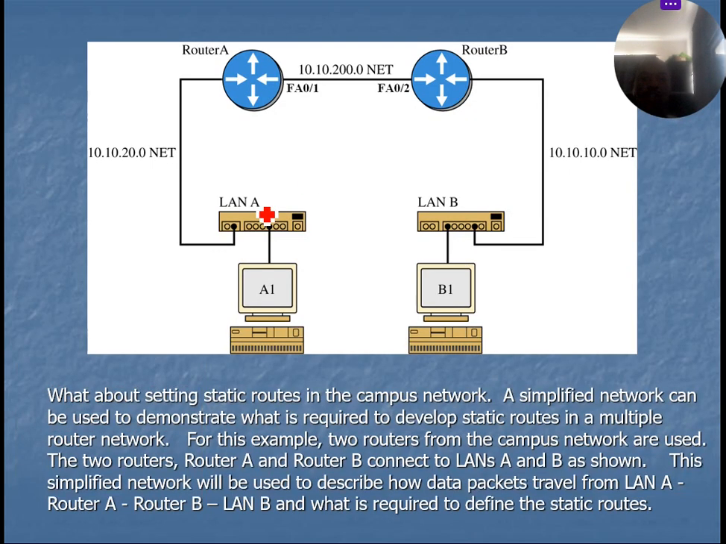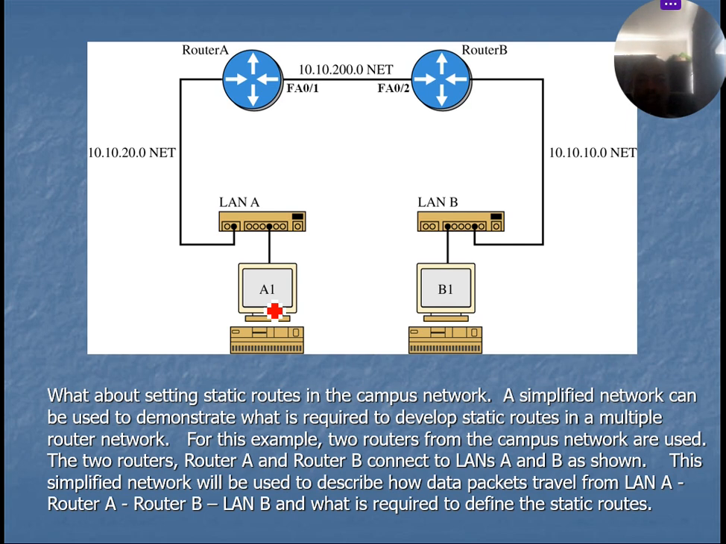So we're just using one computer from LAN A. We take a computer from LAN A to router A, and then to router B. So here, what happens? The static route in the campus network is what we want to see how it's being established. Now, a simplified network can be used to demonstrate what is required to develop a static route in a multiple router network. Now, take a look at this.